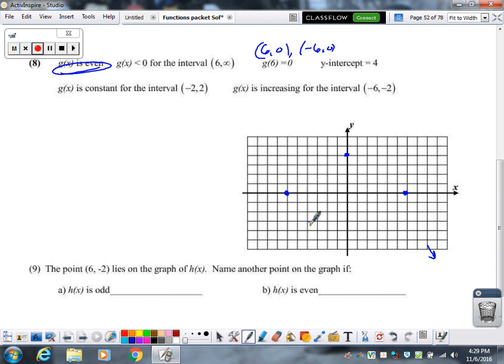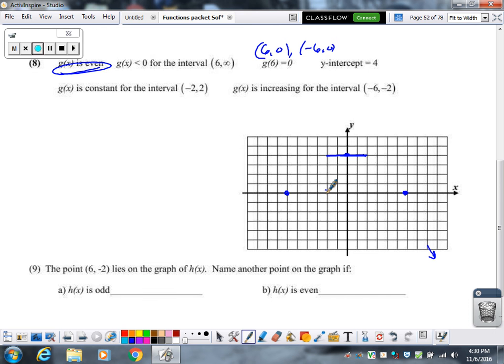And then let's look and see, we have g of x is constant for the interval from -2 to 2. So from -2 to 2, it's the same y value. And we already know that at 0, the y value is 4. So what do you think is happening from -2 to 2? Hopefully you're drawing a horizontal line at y equals 4 from -2 to 2. Because we know that at 0, y is equal to 4, and it's constant from -2 to 2, so it's constant at y equals 4.